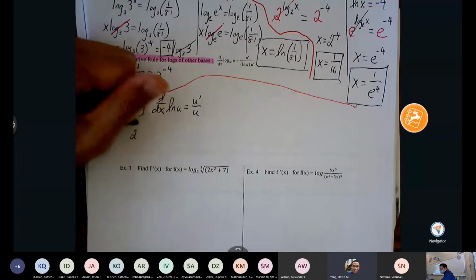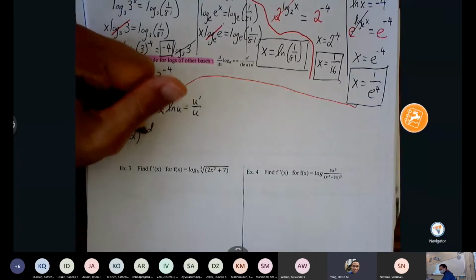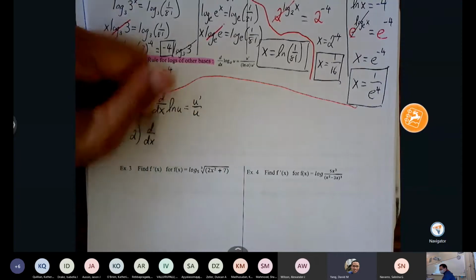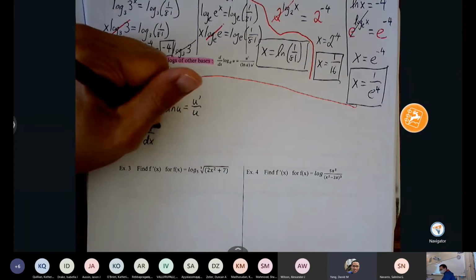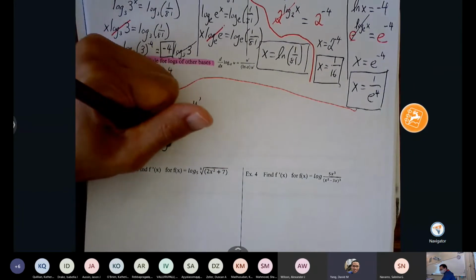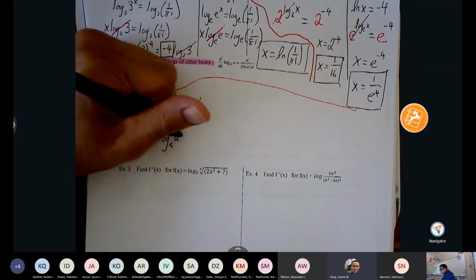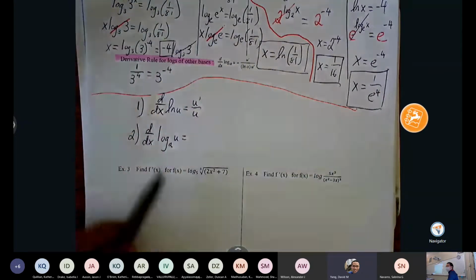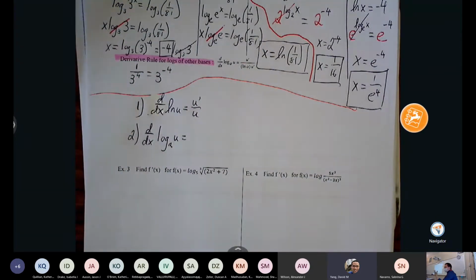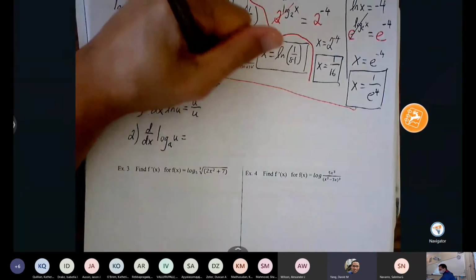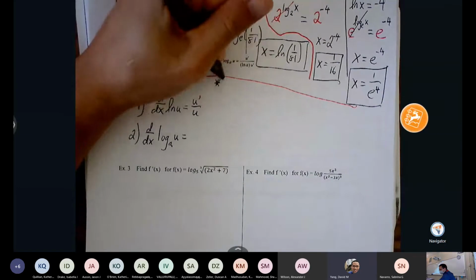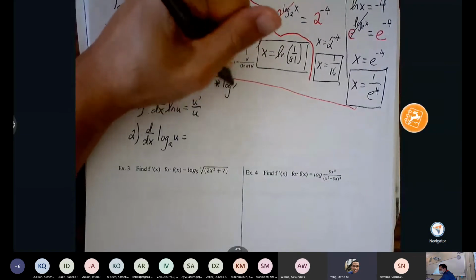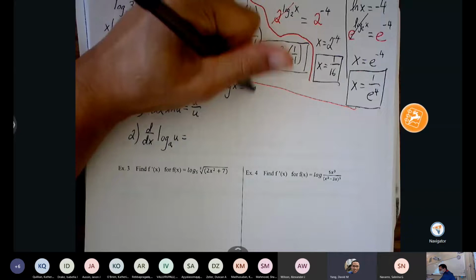But what if it's not base e? What if it's not natural log? If it's a base other than e, we call it a, because they all have a similar pattern. So a could be base 2, could be base 3, could be base 10. Oh, and as a reminder, we have natural log to represent log base e, and we have log to represent log base 10.